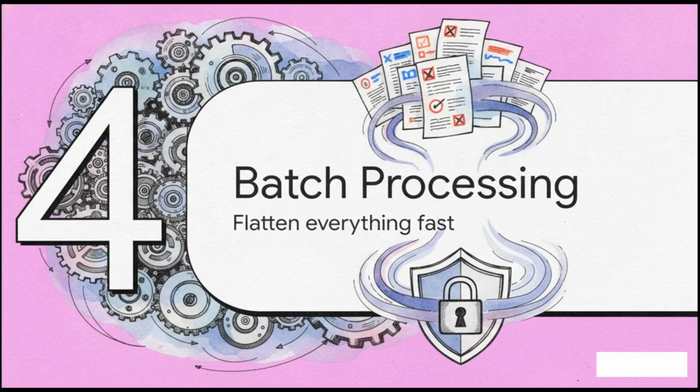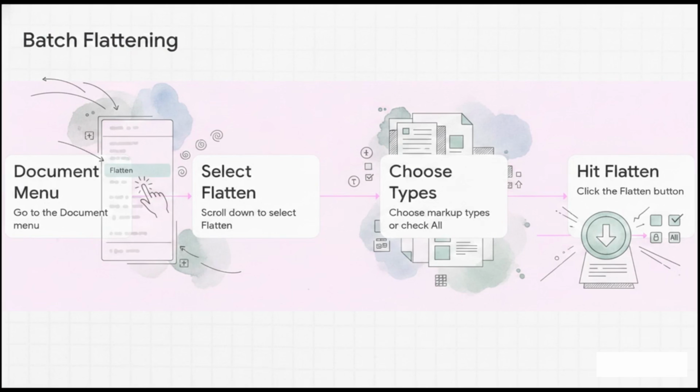Now let's speed things up. Section 4, batch processing for efficiency. Sure, you could right-click and flatten every single item one by one, but who has the time for that? If we're talking about true workflow efficiency, you want to use batch processing. Just head up to the document menu, scroll down to Flatten, and boom, you get a dialog box that gives you total control. You can pick specific markup types or, honestly, just check all to lock down the entire sheet at once. Hit Flatten, and in literally 4 clicks, you've completely secured a document that might contain hundreds of individual notes. It's a massive time saver.